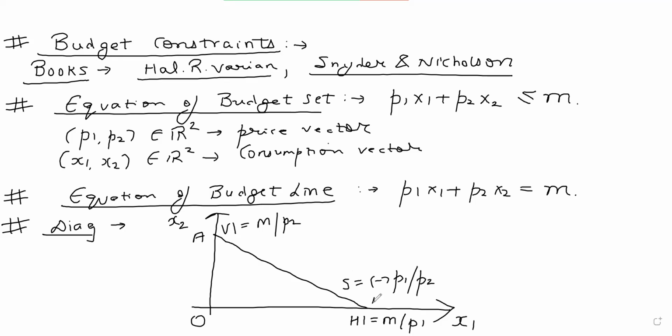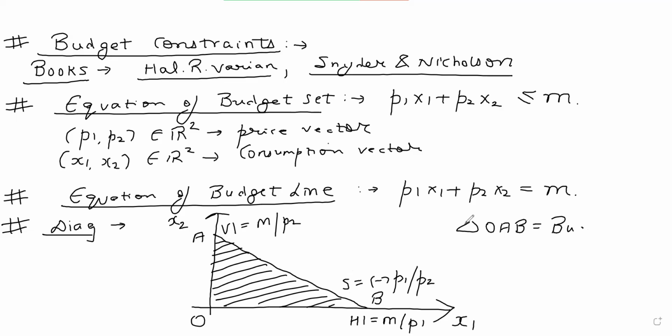The budget line is AB, and triangle OAB is my budget set. Triangle OAB is the budget set, and AB is the budget line. And we had learned in the previous lecture that the budget set includes the budget line as well. This was all the recap from the previous lecture.